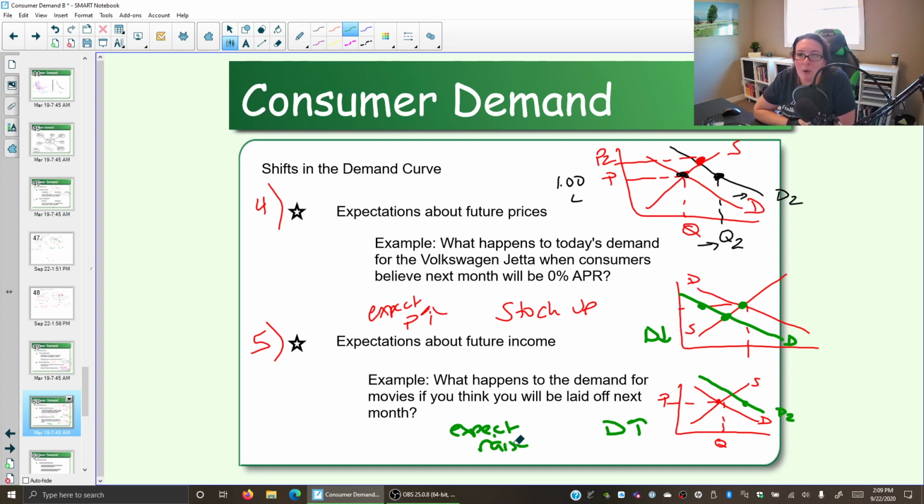We could go the other way. If you're hearing how it's recession, how about bad economic conditions, that you might be laid off or get less hours, what do you tend to do? Well, you tend to spend less in anticipation that you're not going to have as much money in the future. So then demand decreases or shifts to the left.